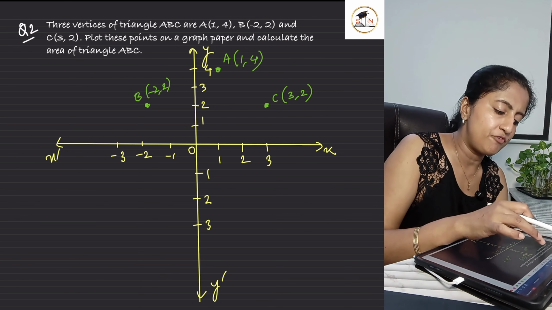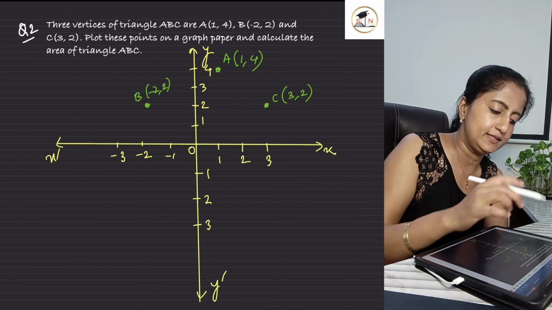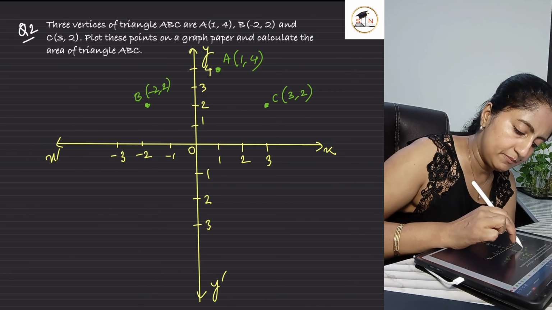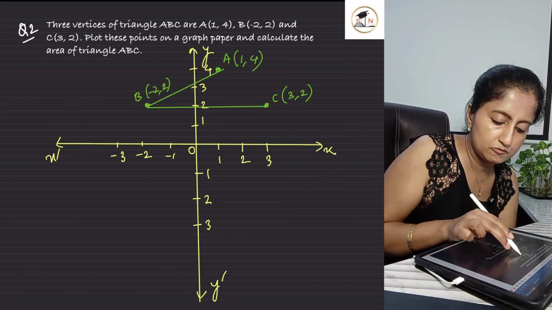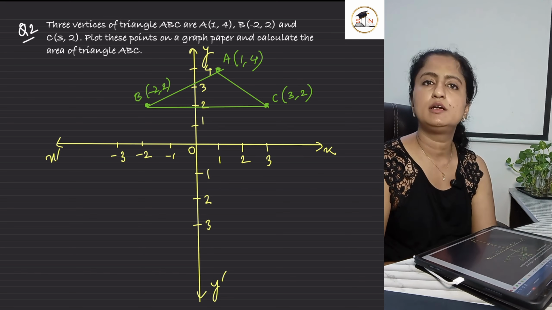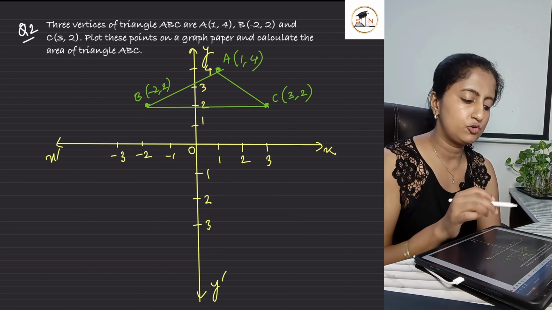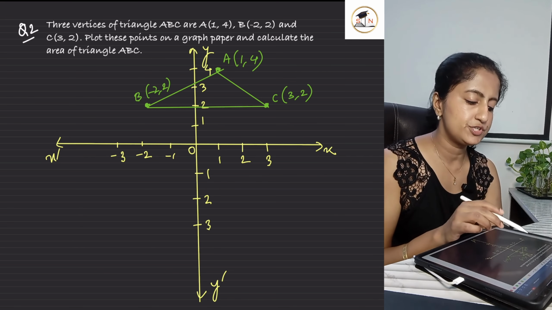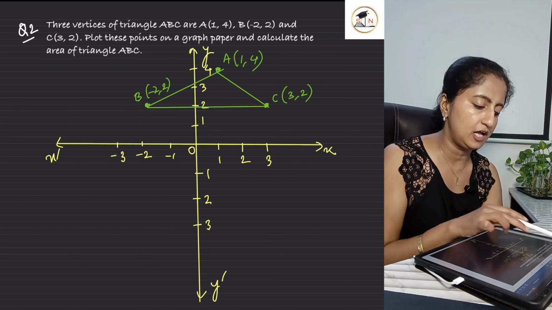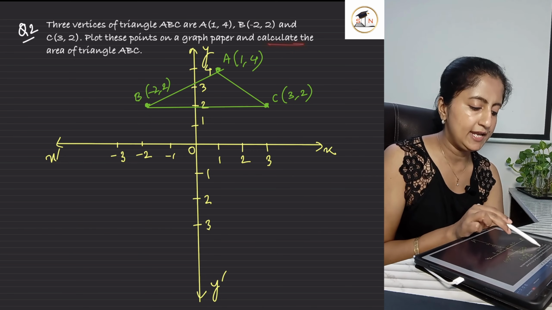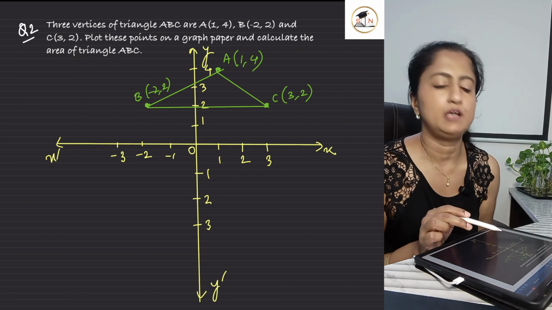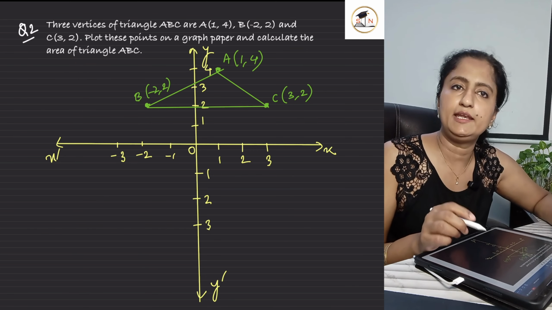Now, we need to form a triangle by joining them. Okay, so let's join them. And here we got a triangle, right? But the question isn't over yet. The question says, plot these points on the graph paper, which we are done, and calculate the area of triangle ABC. Now, we need to calculate the area.